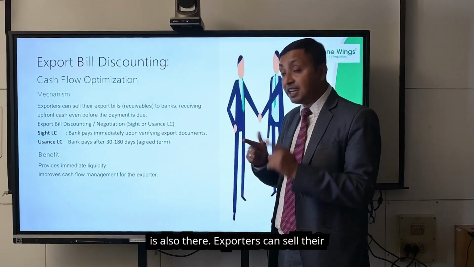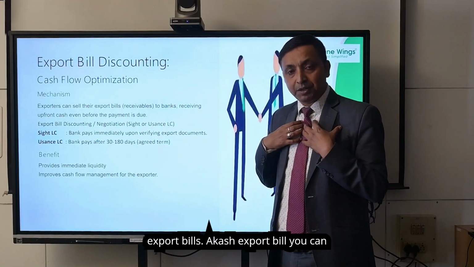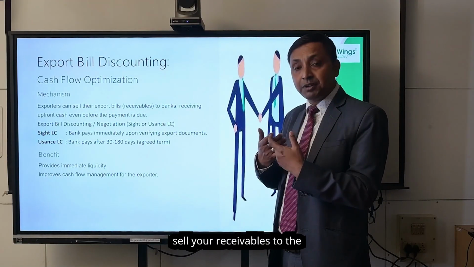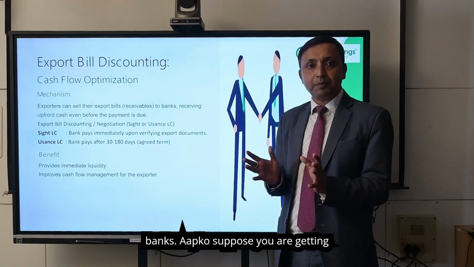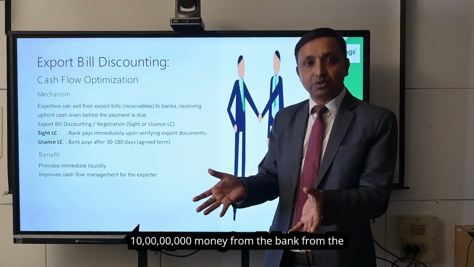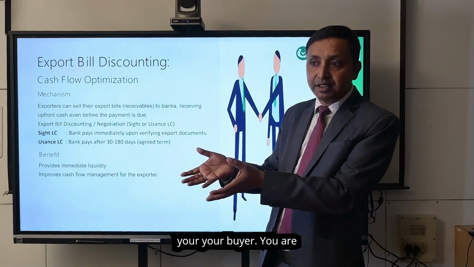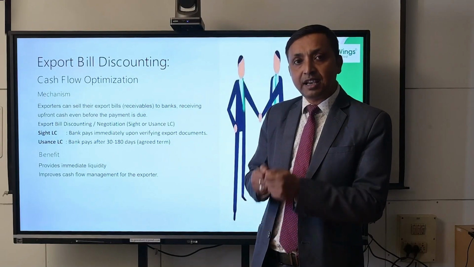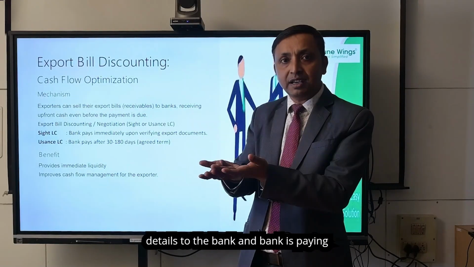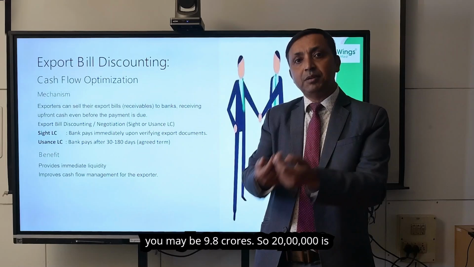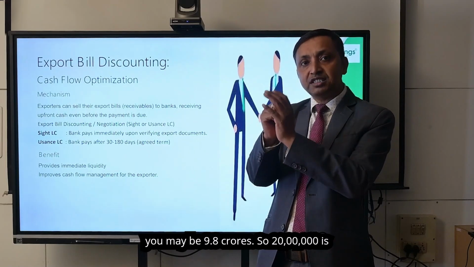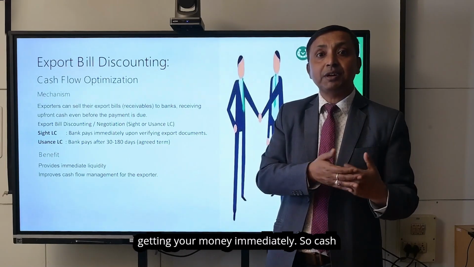Exporters can sell their export bills. Your export bill, you can sell your receivables to the banks. Suppose you are getting 10 crores from your buyer. You are giving these details to the bank, and the bank is paying you maybe 9.8 crores. So 20 lakhs is the profit of the bank, but you are getting your money immediately.